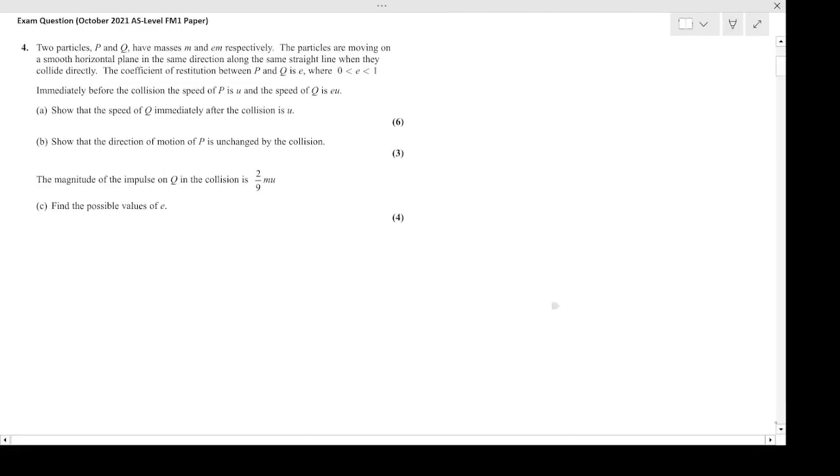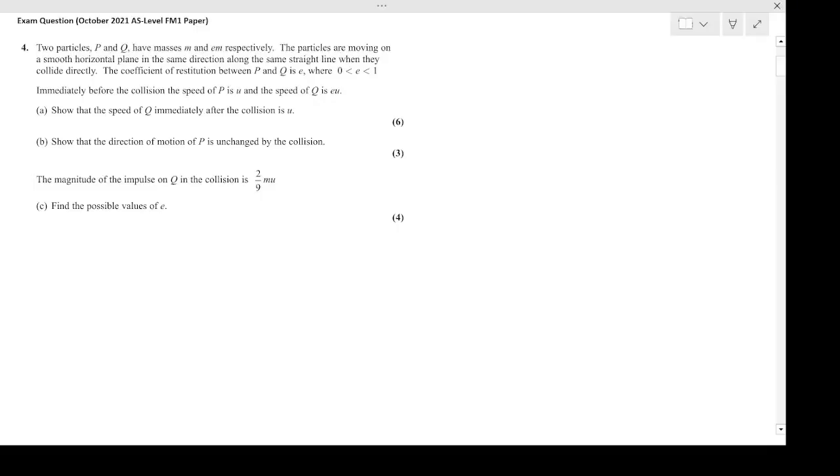So we've got this exam question here. We're told two particles P and Q of masses M and EM respectively. Particles are moving on a smooth horizontal plane in the same direction along the same straight line. When they collide directly, the coefficient of restitution is E. Immediately before the collision, the speed of P is U and the speed of Q is EU. Show that the speed of Q is U.